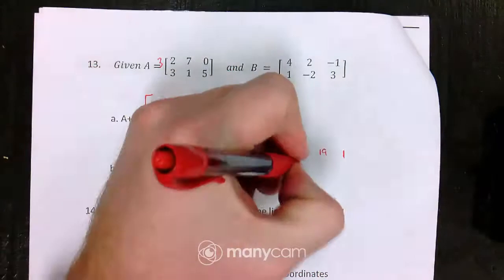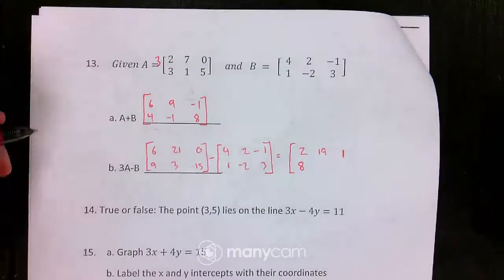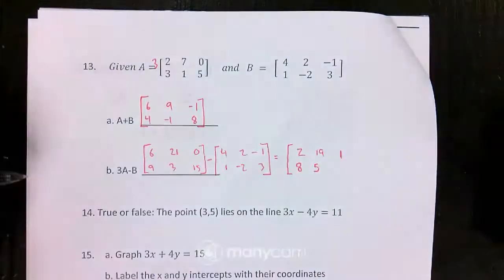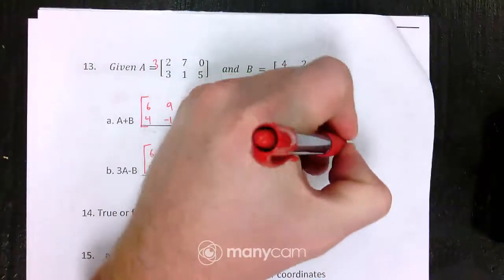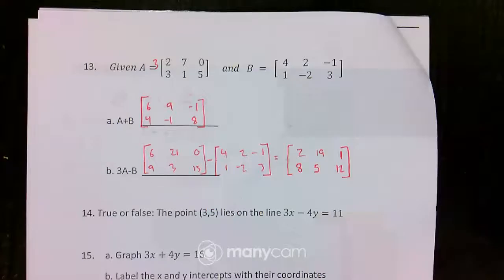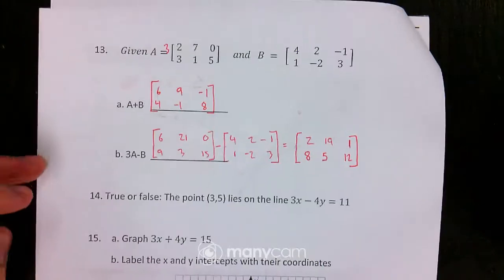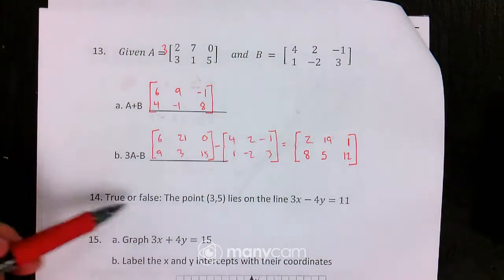Matt, what's the next one? Then, alright, there you go. And 12. Look at that double negative. Don't fall victim to half a point lost on your test because you didn't do the double negative. Okay? Alright. True or false?